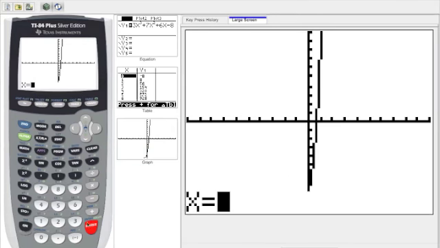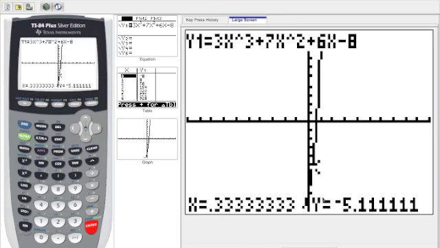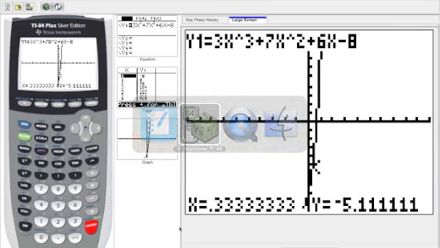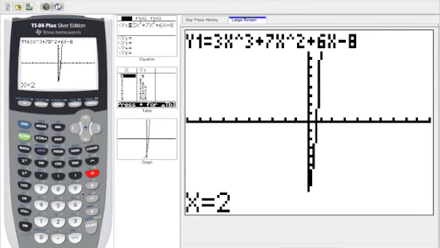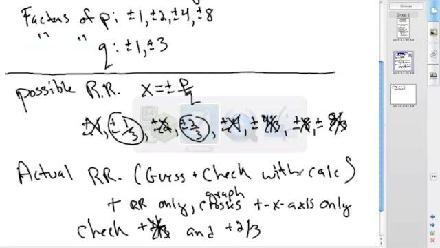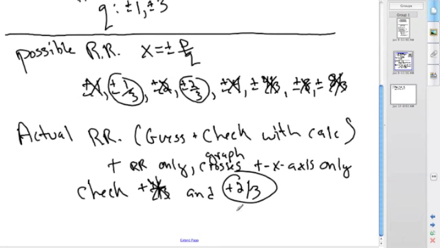So let's check positive 1/3. So we're going to enter 1/3 and hit enter. You know it's not 0, so 1/3 is not a root. So we're going to check 2/3. And we notice that 2/3 does equal 0 for y, therefore 2/3 is a root. So the only rational root is 2/3.